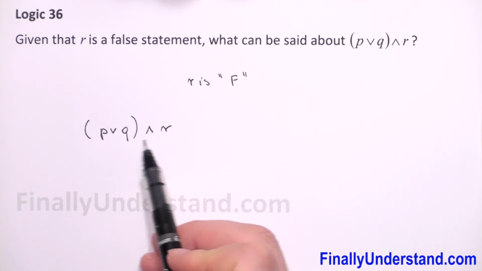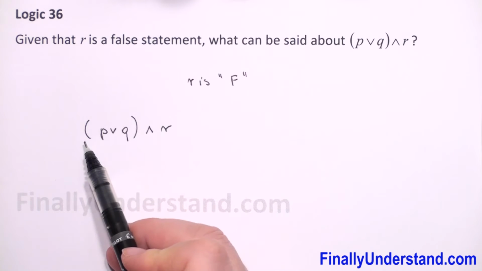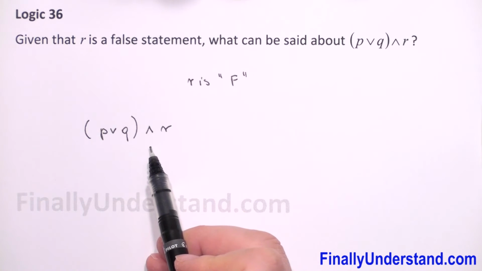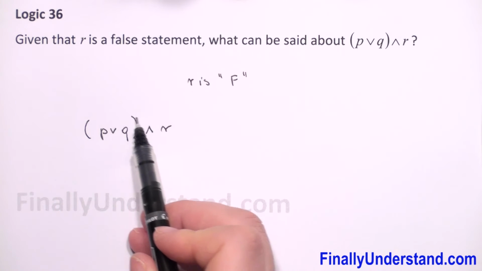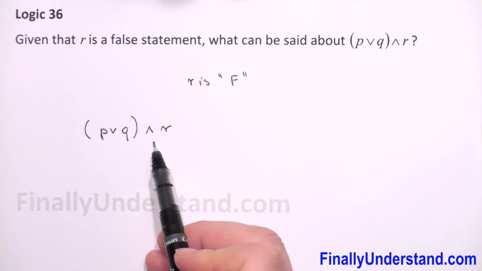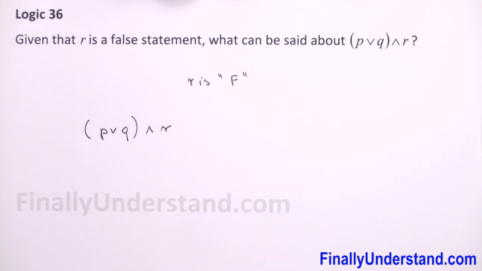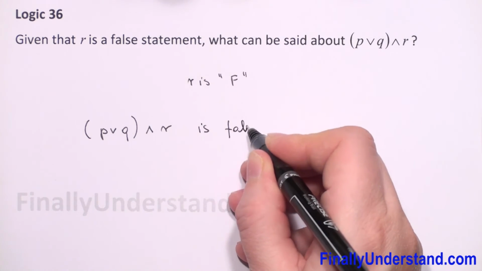Because we have the symbol and here, it means we have a conjunction, and we know that for a conjunction statement to be true, it is necessary that all of the components of the statement be true. Because R is false, it means that this whole compound statement is false. It doesn't matter what we have in parentheses. So this is false. Why?